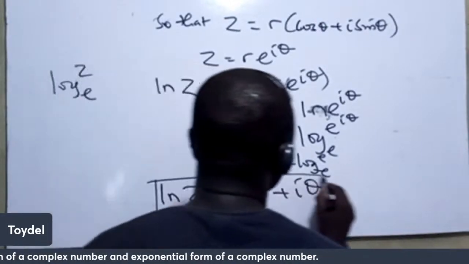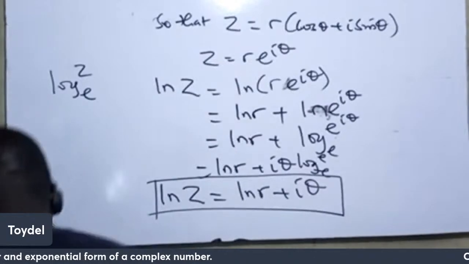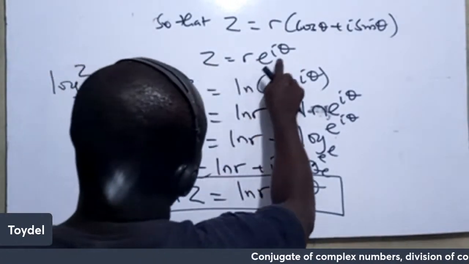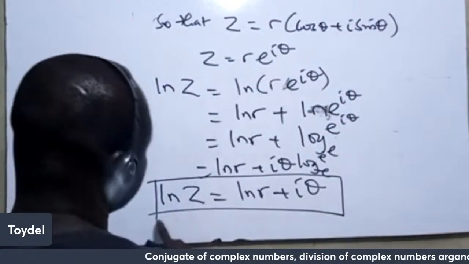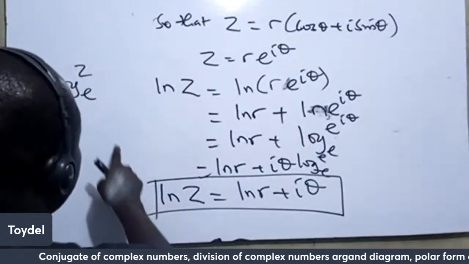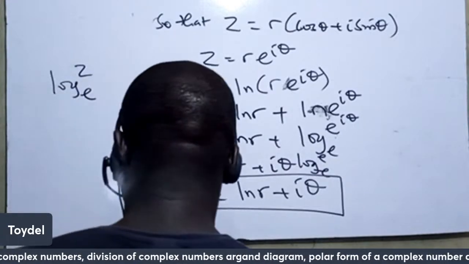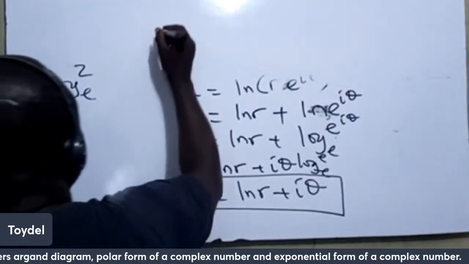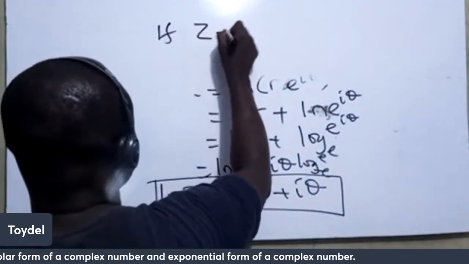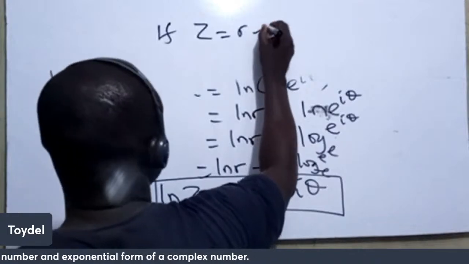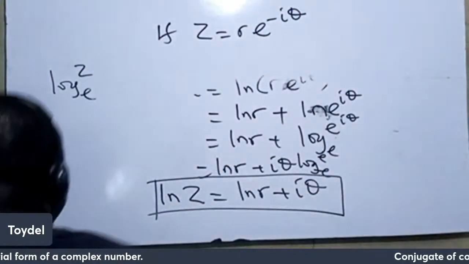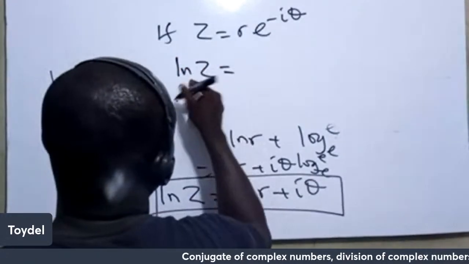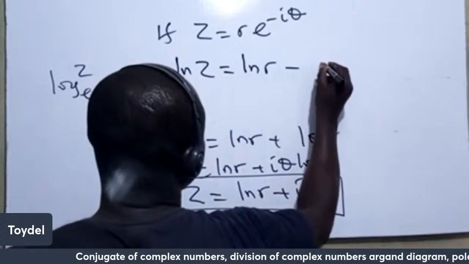So this is the logarithm of a complex number when it's in exponential form. If z is r e^(iθ), the logarithm of this complex number gives us this. But if we now have z equal to r e^(-iθ), the only difference is that where you have plus it will just be minus. Then ln z gives us ln r − iθ.